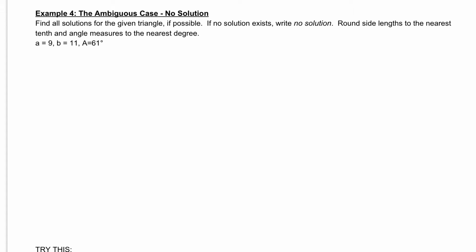In example 4, we're going to see the ambiguous case with no solution. So we're going to find all the solutions for the triangle if possible. If no solution exists, write no solution. Round side lengths to the nearest tenth and angle measures to the nearest degree.